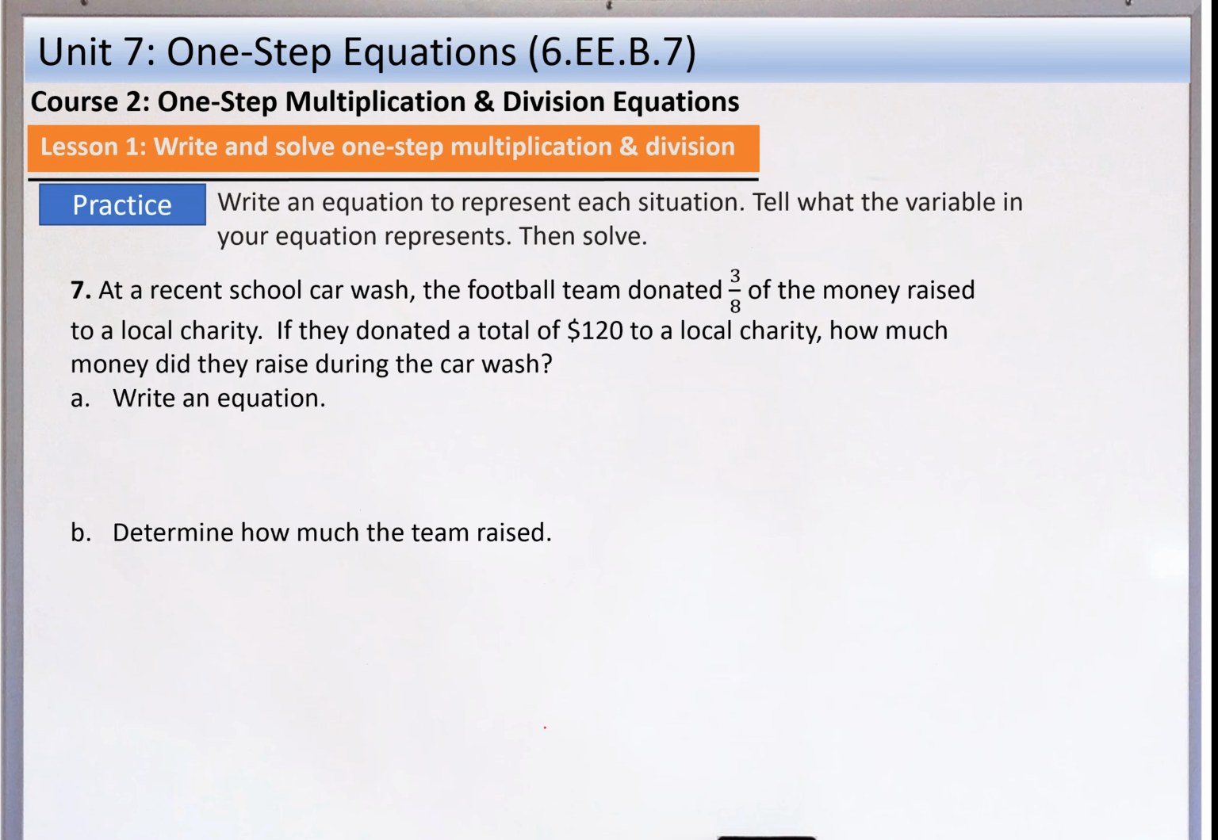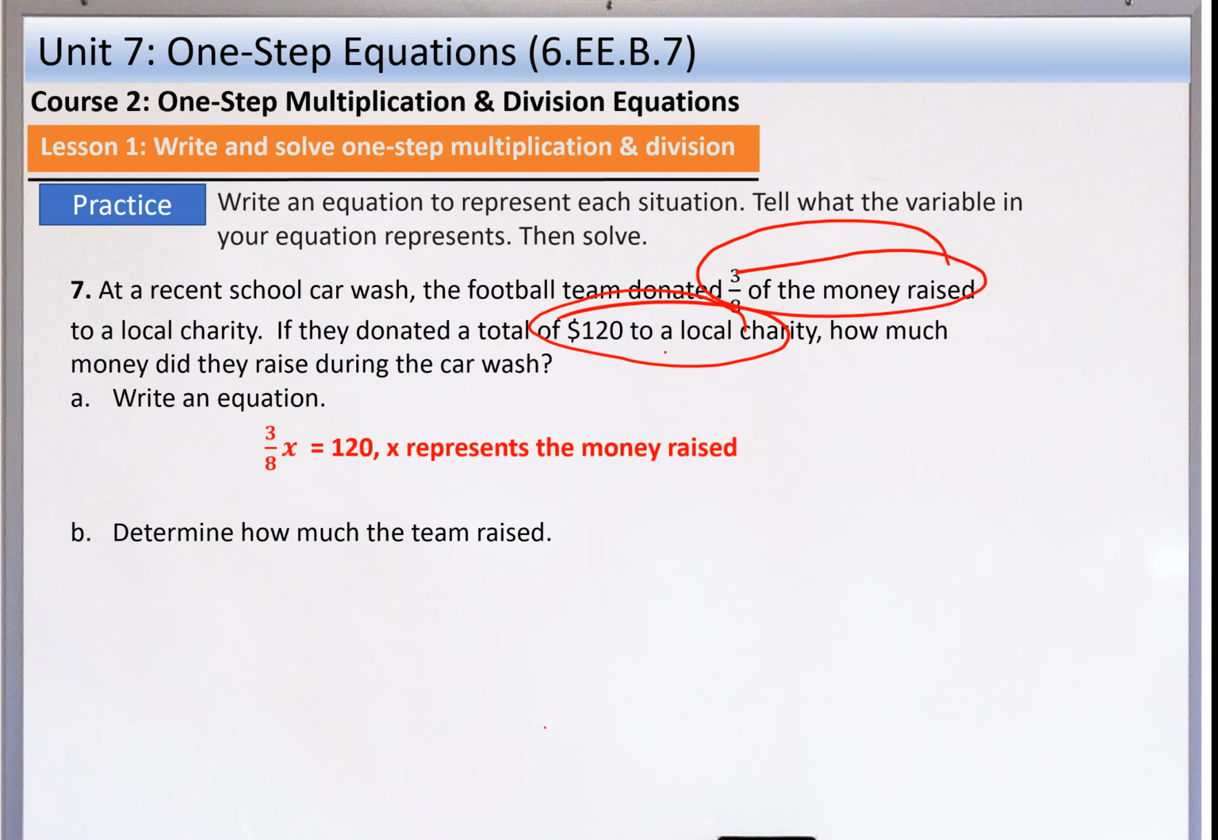All right. Number 7. Tell me what you come up with. At a recent school car wash, the football team donated 3/8 of the money raised to a local charity. If they donated a total of $120 to local charity, how much money did they raise during the car wash? So 3/8 of the money is 120, because it says 3/8 of the money raised was donated, and they donated 120. So the equation is 3/8 of some number X is 120, where X represents the money they raised.